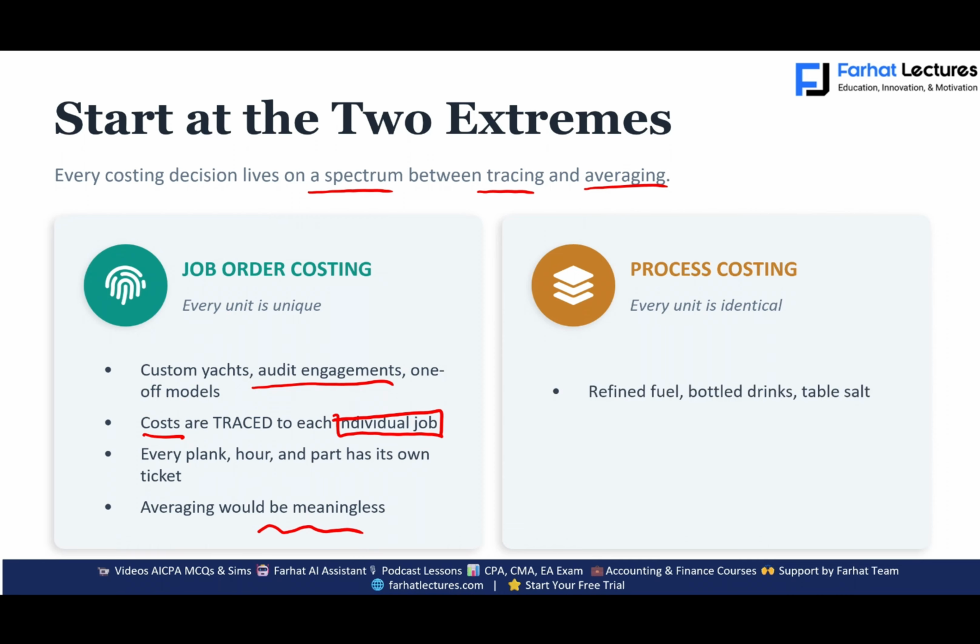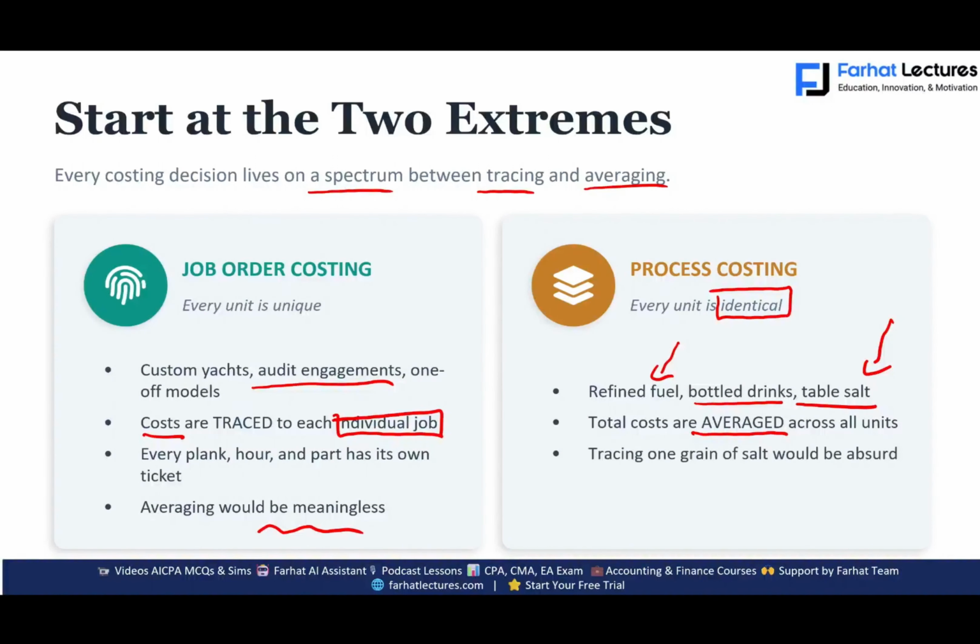With process costing, every unit is identical. Think about bottled drinks or table salt. If you're producing Pepsi Cola cans, every one is the same. It has the same amount of soda. Table salt, the same thing. Refined fuel, the same thing. So total costs are averaged across all units. This is process costing. Tracing one grain of salt would be ridiculous, frankly.